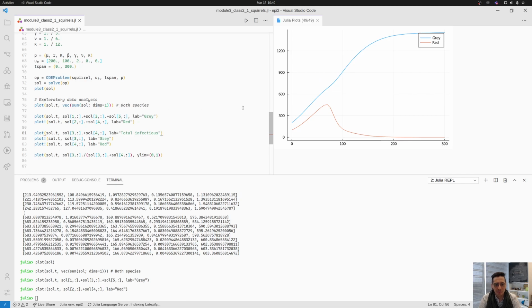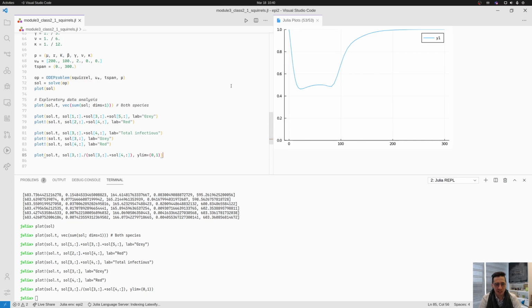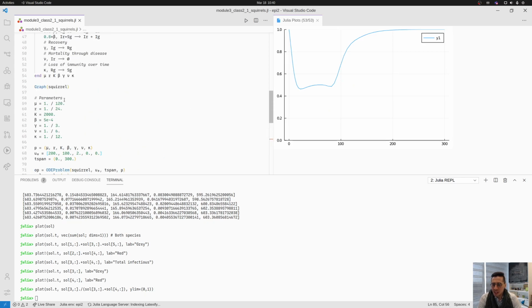So is it changing the behavior of the model? No. Is it still going to go extinct? But it's changing the dynamics. It's changing a little bit what happened at the peak of the epidemic. So red is growing much faster. It's accumulating infections much faster as well.